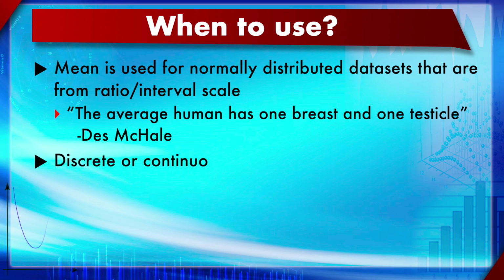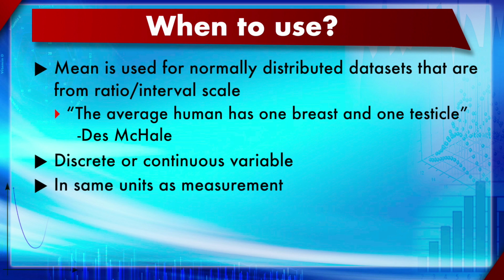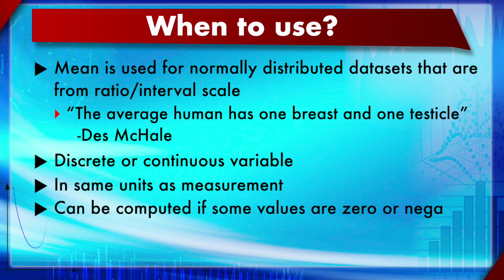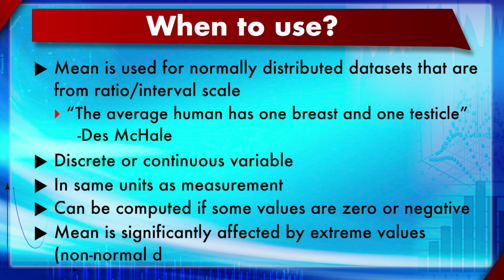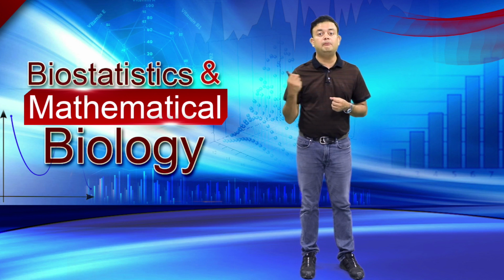Mean can be used for either discrete or continuous variables, so no problem with that. And what is the unit of the mean? It is the same unit as the measurement. If you are talking about blood pressure, then mmHg is the unit for the mean as well. Mean can be computed if some values are 0 or negative. There is no problem computing the mean if some values are negative or 0. Mean is significantly affected by extreme values and non-normal distribution. So outliers actually tweak the mean a lot.